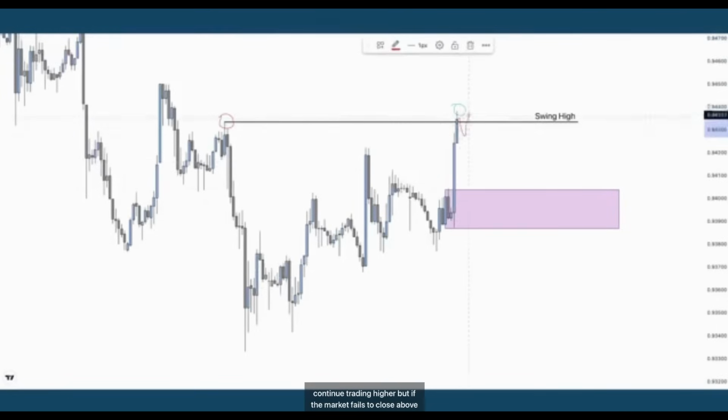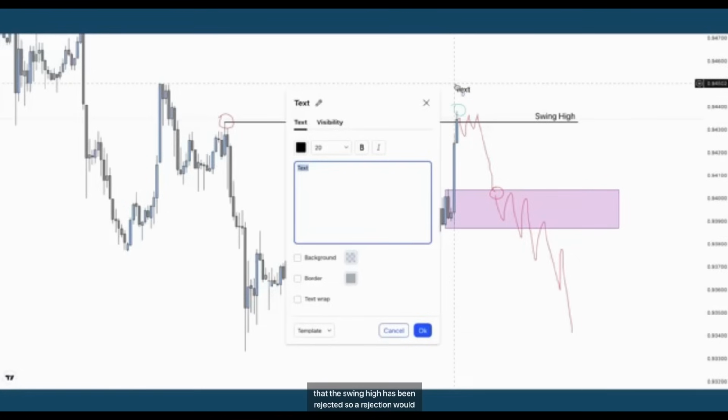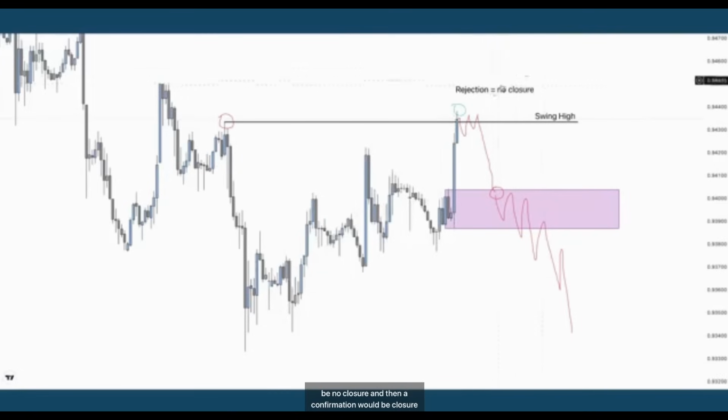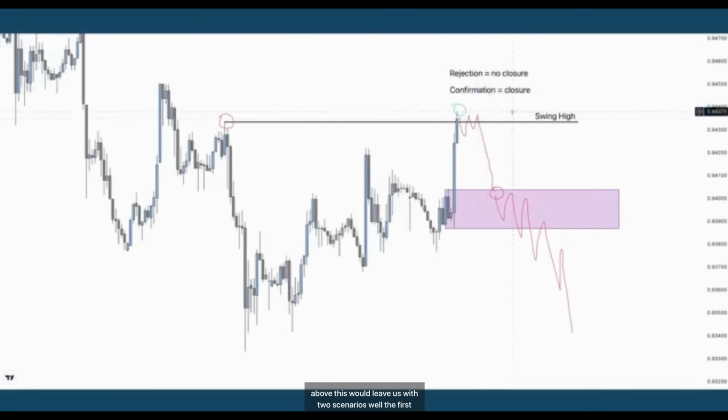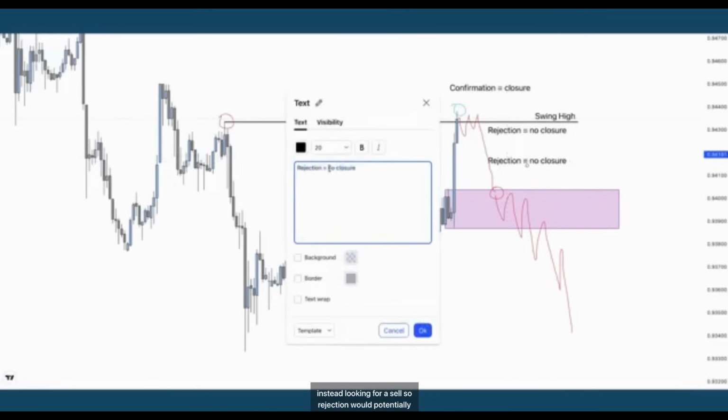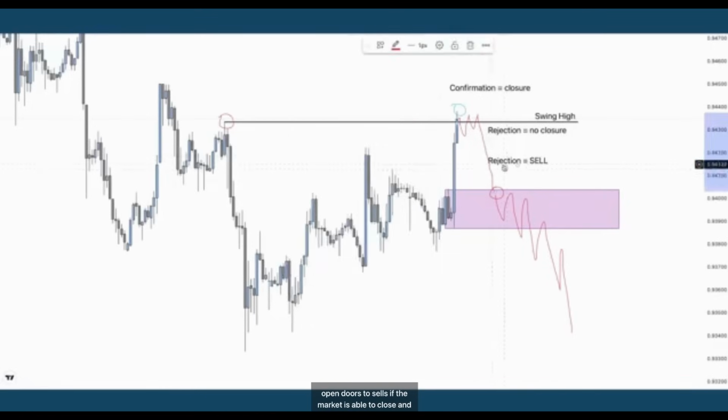But if the market fails to close above, then we could instead be potentially about to see continuations lower in this market, because it will show us that the swing high has been rejected. So a rejection would be no closure, and then a confirmation would be closure above. This would leave us with two scenarios. Well, the first scenario would be if we get the rejection, we would start instead looking for a sell.